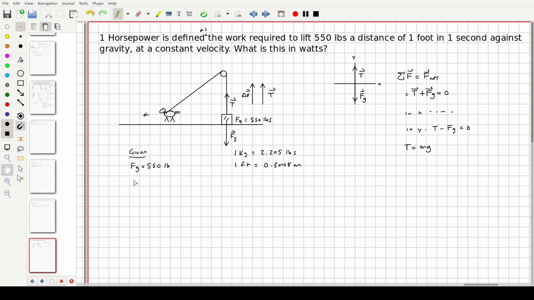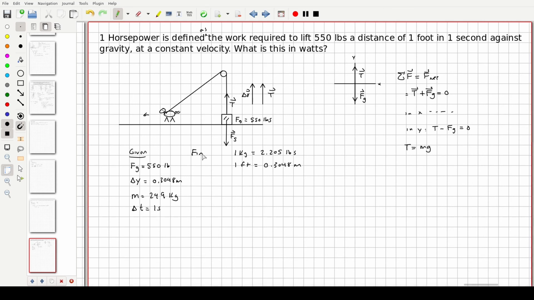Okay, so thankfully we know the displacement over which we are lifting this. We're lifting at 0.3048 meters. Okay. And if you were to convert this to mass, let's go ahead and do it here real quick. 550 divided by 2.205. This is about 249 kilograms. Okay, and we also know the elapsed time. We're lifting it for 1 second.